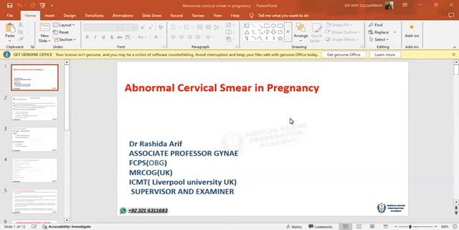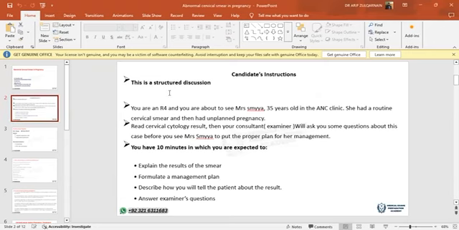Bismillahirrahmanirrahim. This station is about abnormal cervical smear in pregnancy. This is a structured discussion task. You are a fourth year resident and you are about to see a patient, Mrs. Samaya, who is 35 years of age, in the antenatal clinic. She had a routine cervical smear and then she had an unplanned pregnancy.